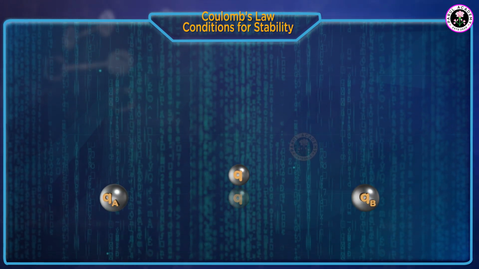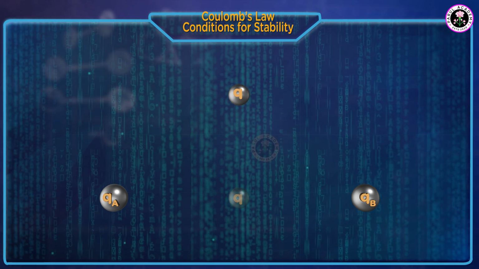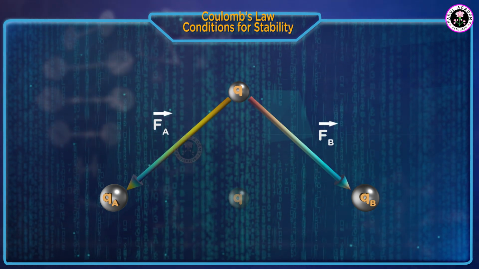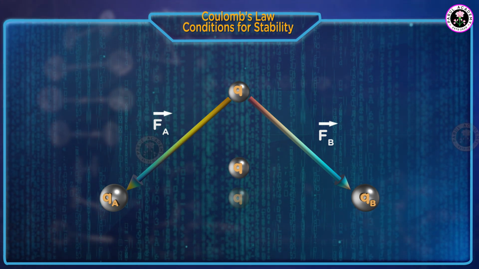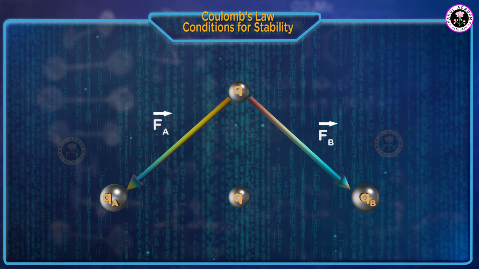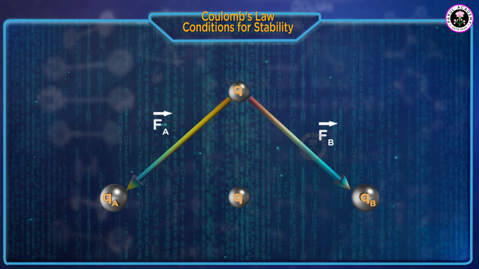If Q is displaced perpendicular to AB, the forces Fa and Fb bring the charge back to its original position. So for perpendicular displacement, the equilibrium is stable. Till now we have discussed Coulomb's law and its condition for stability.